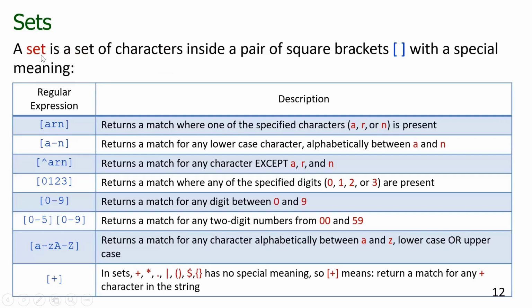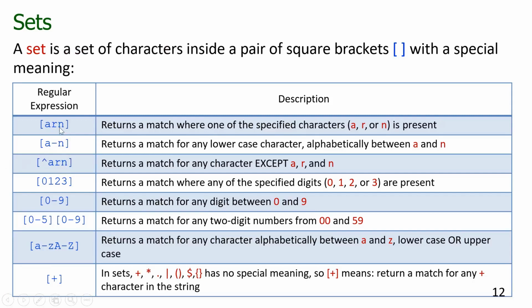And next we have the set. It is a set of characters inside a pair of square brackets with a special meaning. So all these are enclosed in square brackets and inside you have a certain pattern. Based on this, it will function. So if you have [arn] in square brackets, the meaning is whether it can be a or r or n, any of the specified characters inside, if it is present in the string, then it returns a match. [a-n] means it takes the range from a to n. If any of the small letters in that range are present in your string, it returns a match.